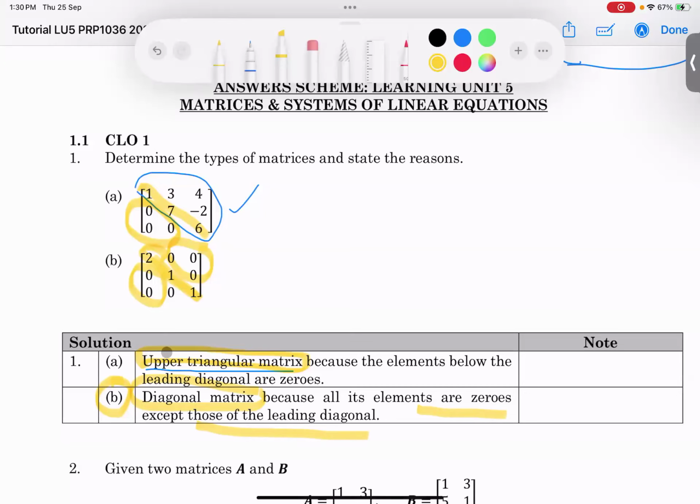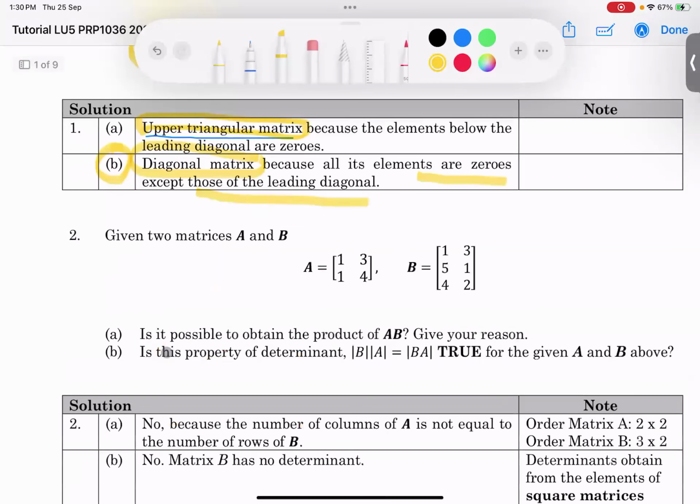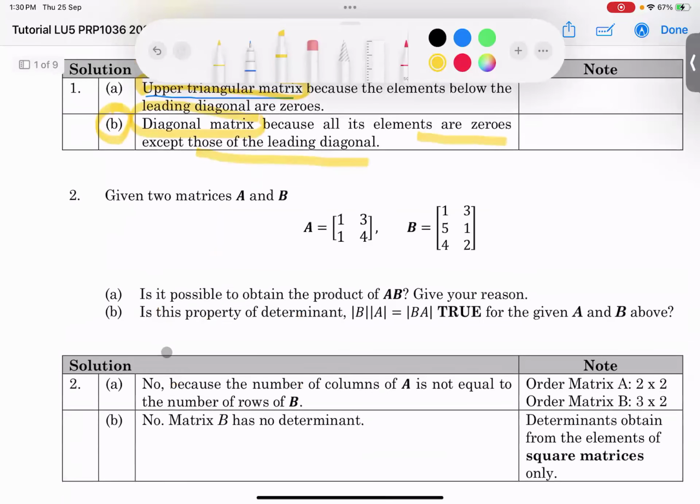Moving on to the next question, question number 2. The question asks, is it possible to obtain the product? What is the idea about product? Product actually means hasil darab, two things multiplied together, A and B. If they ask possible or not, the answer is yes or no. The answer for this question is no.